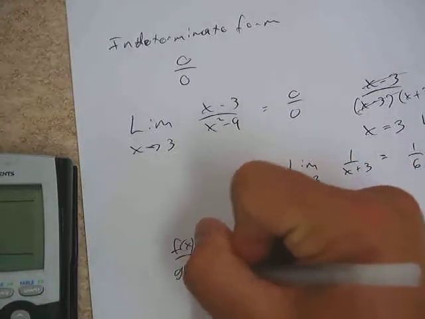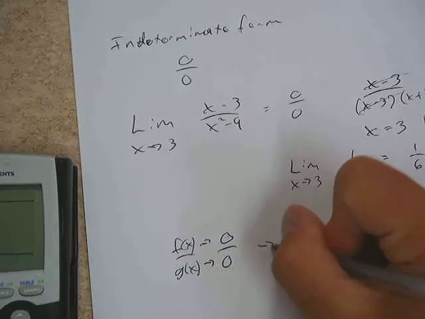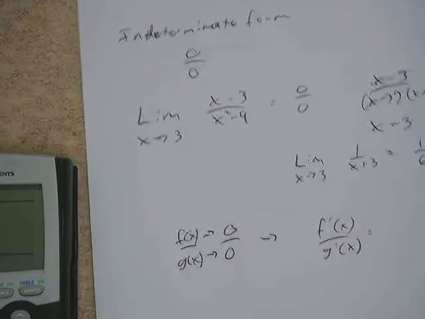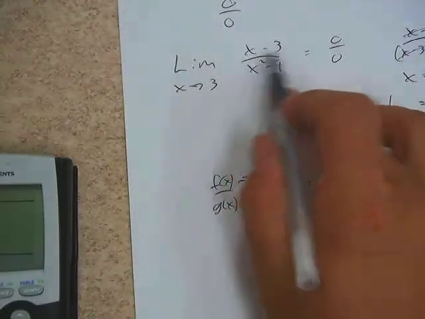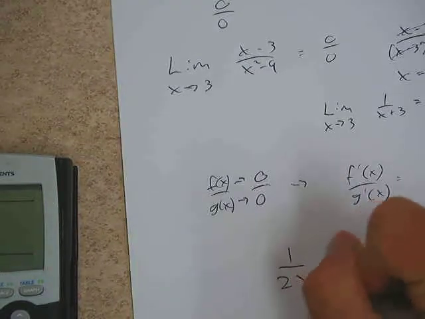The bottom line is if we have a 0 over 0 situation, with our f of x over g of x, whatever two functions that we have, if they give us 0 over 0, then what we can do next is we can take the derivative of f and the derivative of g and then reevaluate. Okay? So let's see how that would work in this problem.